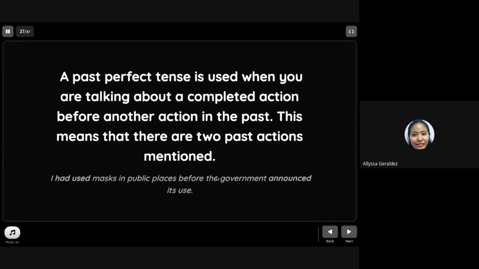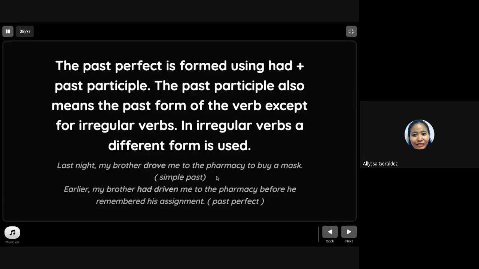Congratulations. And then with that, the past perfect tense is used when you are talking about a completed action before another action in the past. This means that there are two past actions mentioned. Take for an example, I had used masks in public places before the government announced its use. Had used, that's the first action, and then the second action is announced. Past perfect is formed using had plus past participle. The past participle also means the past form of the verb except for irregular verbs. In irregular verbs, a different form is used.